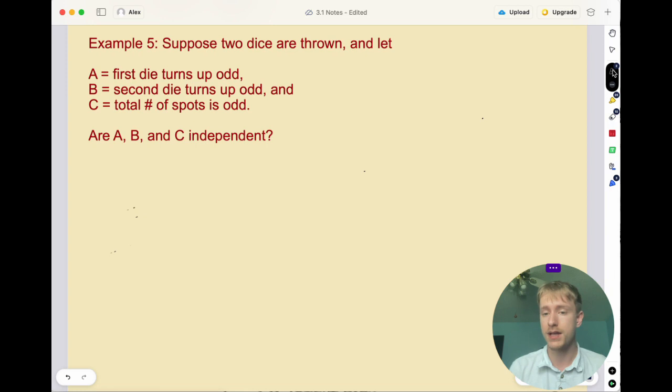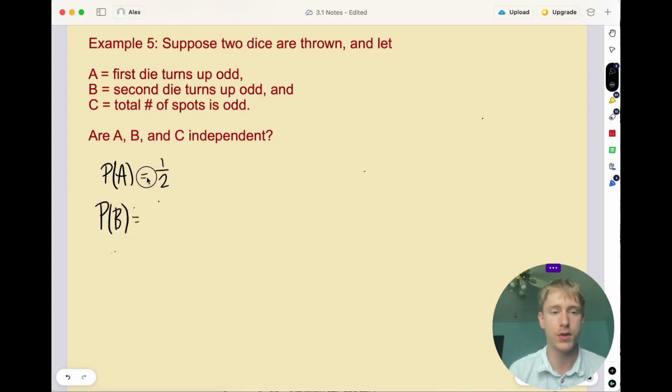Now, I didn't really formulate a definition of what it means for 3 events to be independent, but let's just see where things lead. It might benefit us to calculate some probabilities. We note that the probability of A occurring is clearly 1/2. The first die has 3 odd numbers and 3 even numbers, so we get 3 out of 6, or 1/2. The probability of B occurring is also 1/2.